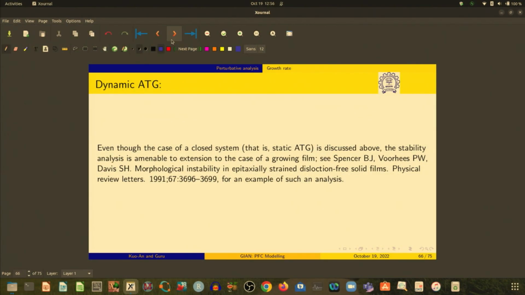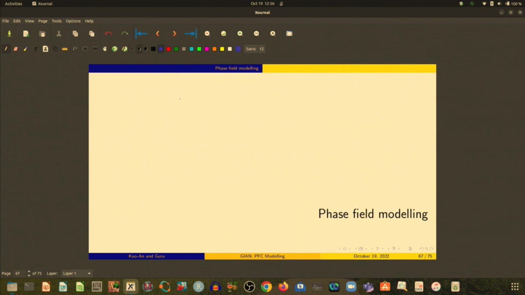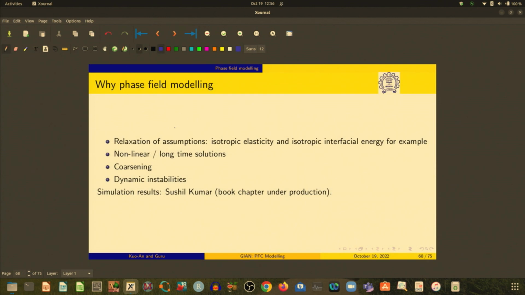It is in PRL 91, it is a nice analysis, so you can take a look at it. But of course, you do not have to do such complicated analysis if you have access to modeling, which is the reason why we are doing modeling, and you can relax all these assumptions. You can relax the assumption of isotropic elasticity, you can make the interfacial energy anisotropic.